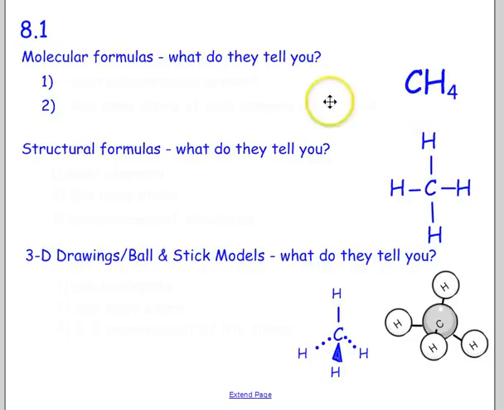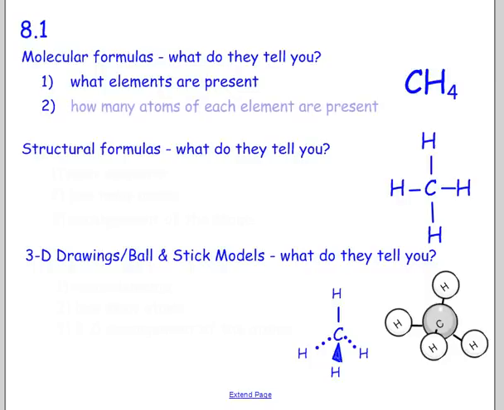What you see in this formula is what elements are present. We see that this has carbon and hydrogen, and we see how many atoms of each element are present. There are 4 hydrogens to every carbon. Now, it doesn't tell you the arrangement of atoms, but that's what structural formulas are handy for.